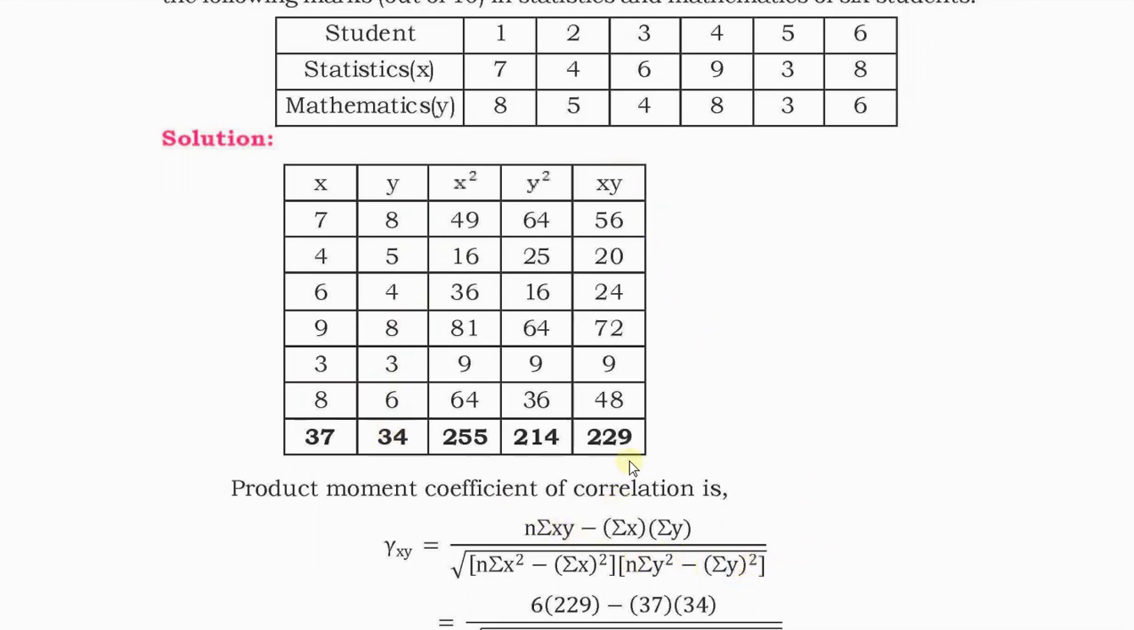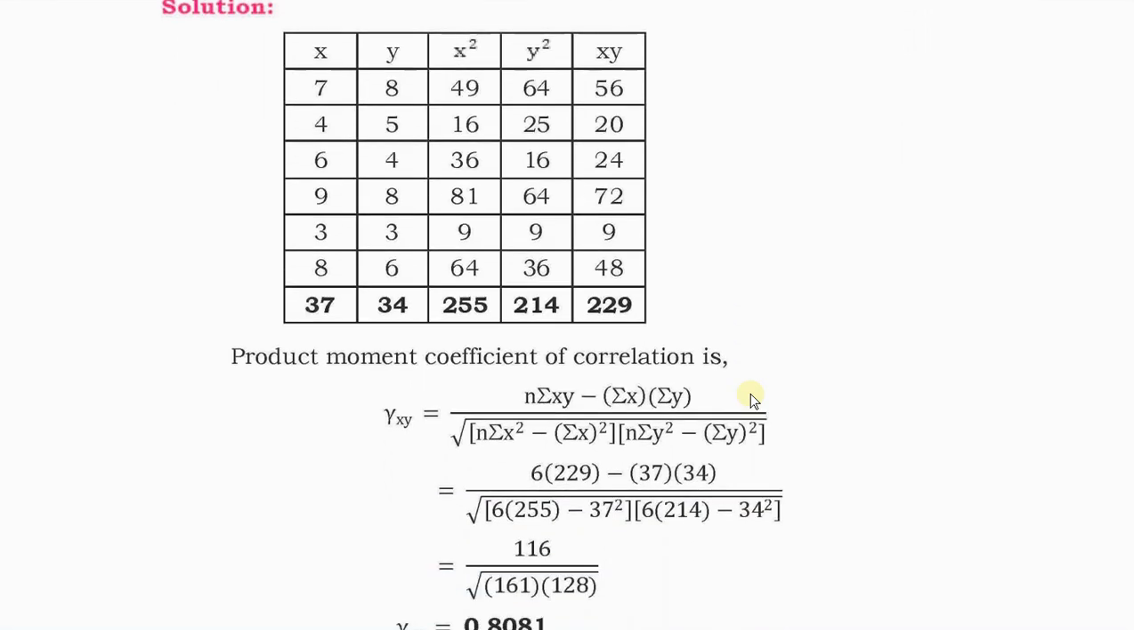So xy total is 229. X values have been squared as 7 square 49, 4 square 16, 6 square 36, 9 square 81, 3 square 9, and 8 square is 64. The total here becomes 255. Y square is 8 square 64, 5 square 25, 4 square 16, 8 square 64, 3 square 9, and 6 square 36. So that total is 214.